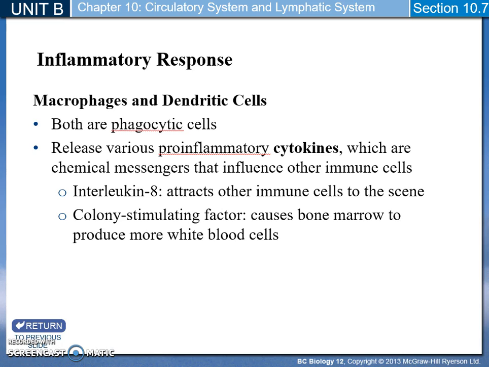The macrophages and the dendritic cells both are phagocytic cells, and they release various pro-inflammatory cytokines, and these are chemical messengers that influence other immune cells. For example, interleukin 8 attracts other immune cells to the scene, and a colony stimulating factor actually causes bone marrow to produce more white blood cells.